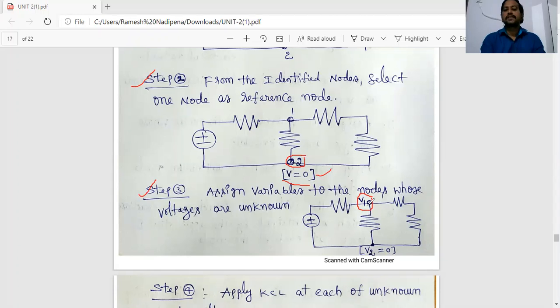So assign the variable. What is the variable here? V1 is the variable. The other node is 0, because from those 2 nodes, one node must be the reference node. So this is step 3. Let us see step number 4.